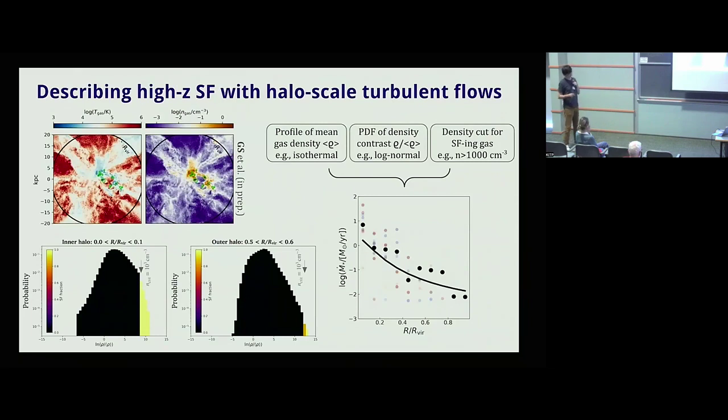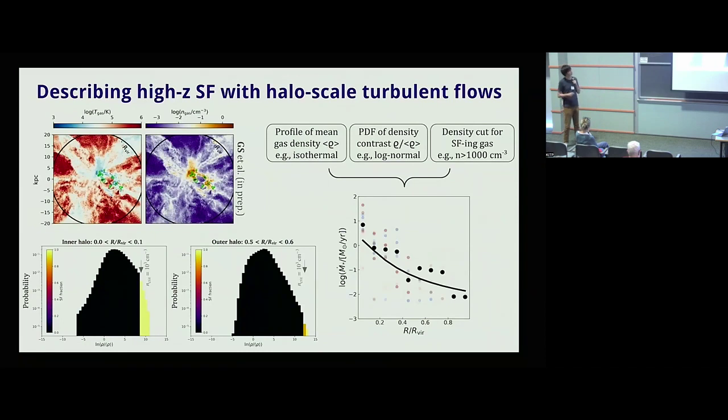So here, as you can see in the top left, the multi-phase gas in our simulated high-redshift galaxies is characterized by large temperature and density fluctuations. So due to strong stellar feedback, the gas doesn't really form a disk, like often assumed in analytic models of galaxy formation, including at high redshift. Instead, the gas distribution is morphologically very disturbed, and the kinematics is highly dominated by turbulence.